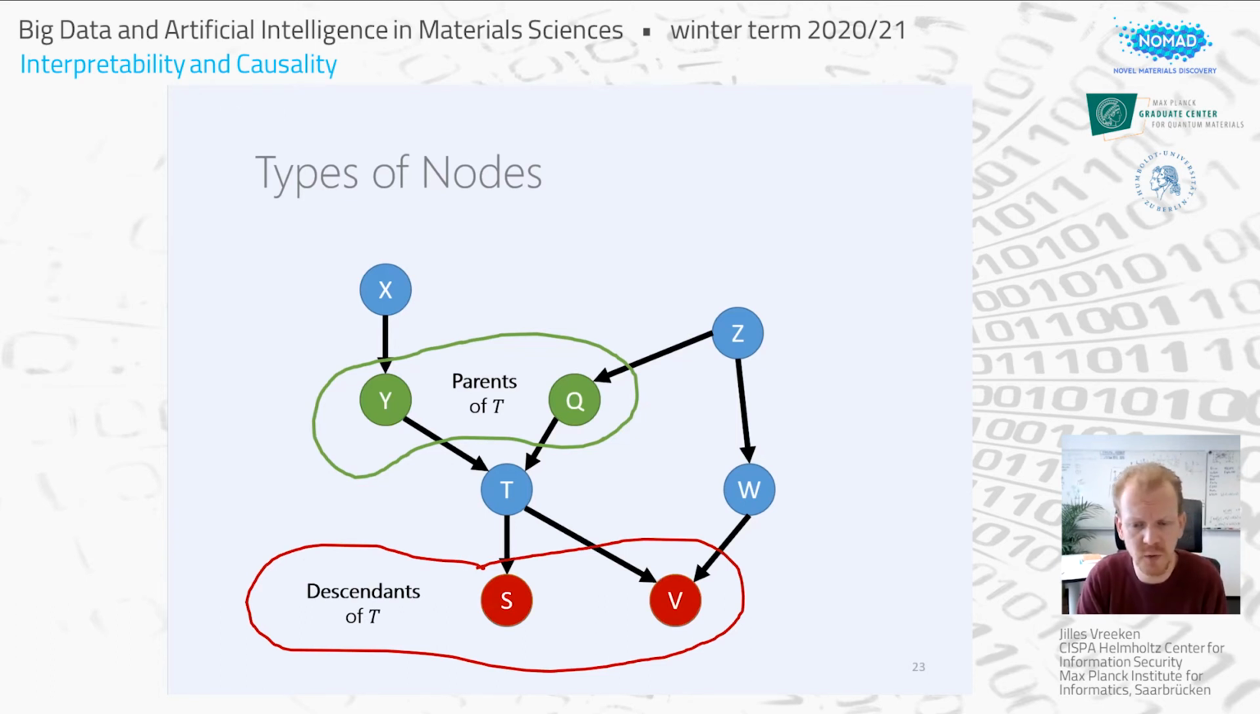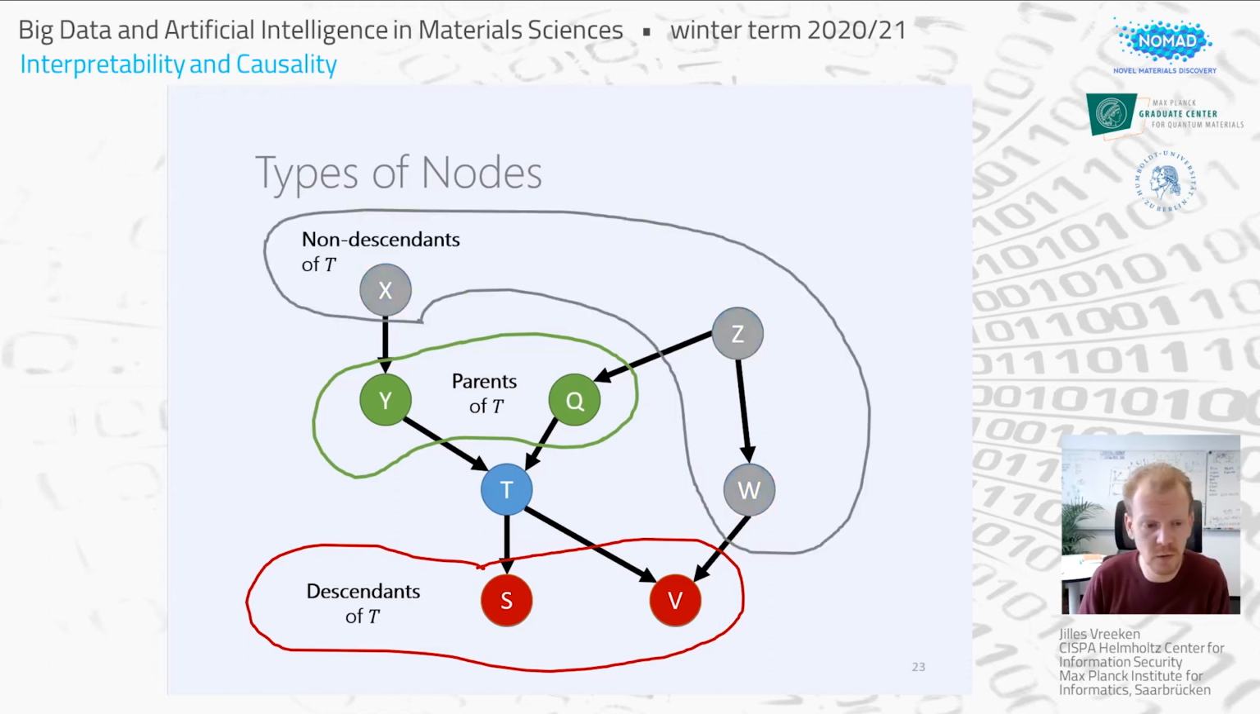You could also call them the children, but descendants is easier because that allows me to, in one go, also name everything that is not a parent and not a descendant. Good. So now we have these three colors in that sense. Particularly the parents are important later on.